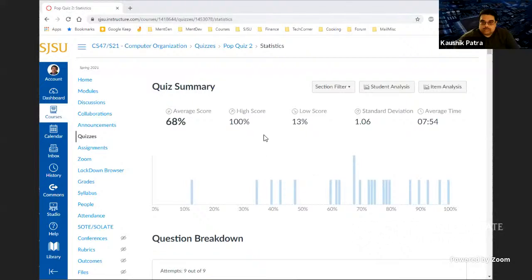Okay, this is your pop quiz summary. Average score 68%, which needs to be improved. 100% is the high score. Standard deviation 1.06. But yeah, let's make sure everyone is up to pace and keeping up with the class.